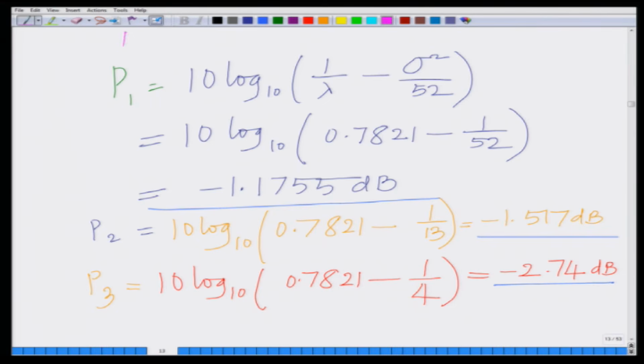These P1, P2, P3 are the powers for optimal power allocation. What we have said is these are the powers that maximize the sum rate of the MIMO wireless channel, or basically achieve the Shannon capacity of the MIMO wireless channel.